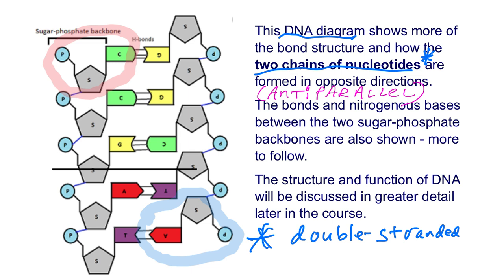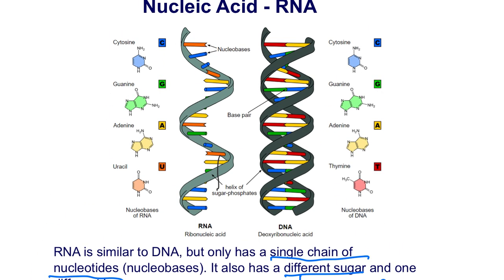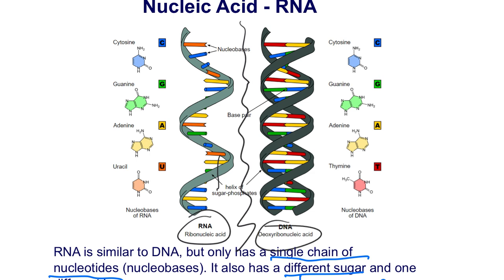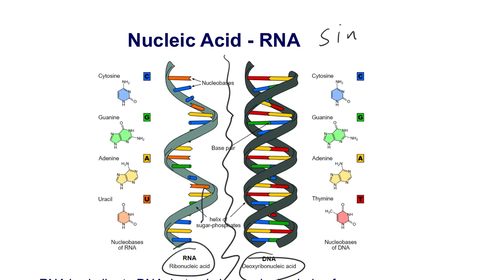Now, DNA is double-stranded. It has two strands of nucleotides. So it's really like two polymers connected. Here's a lot of information in this picture. On the left side we got RNA, and on the right side of the picture we got DNA. Now, RNA is single-stranded. It doesn't have another strand. It doesn't have two strands of nucleotides. It just has one, as you can see.